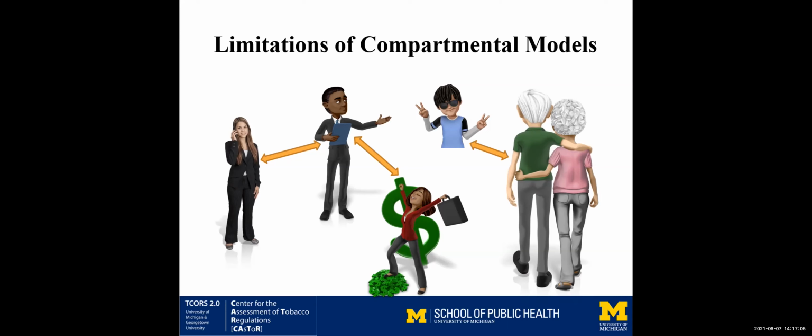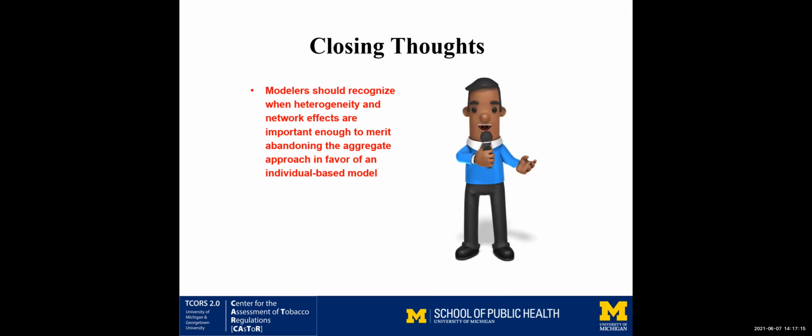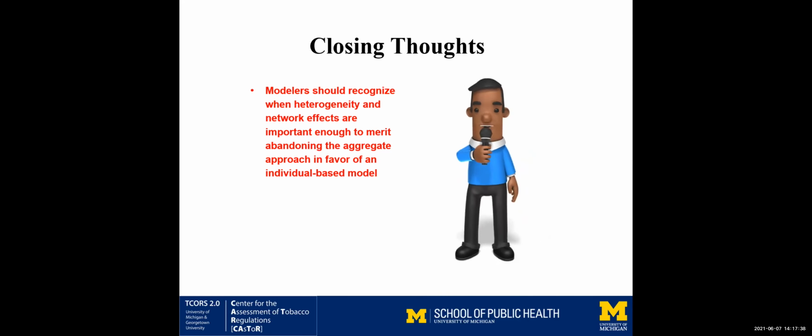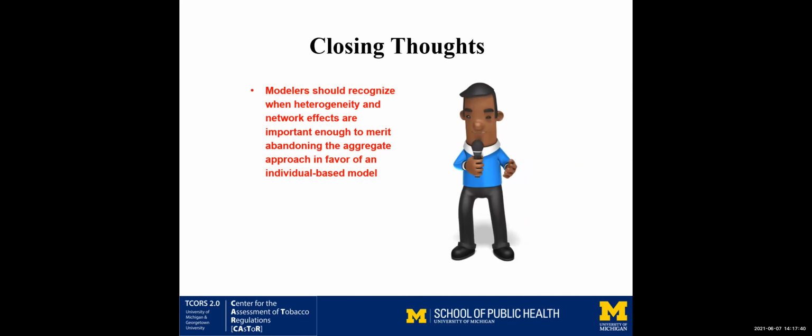So, the closing thoughts: the modelers should recognize when heterogeneity and network effects are important enough to merit abandoning the aggregate approach, the compartmental model, in favor of an individual-based model. So that's the other type of model that Dr. Luke is going to discuss later, in which the compartments are compartments of one, if you want. Everybody gets a full set of attributes, and there are rules of engagement.